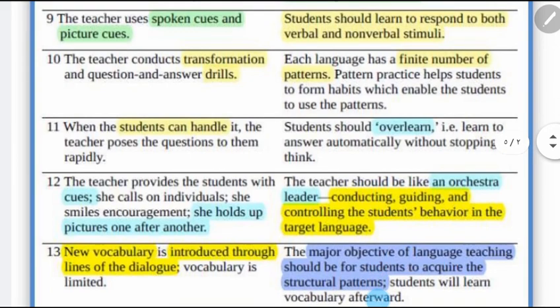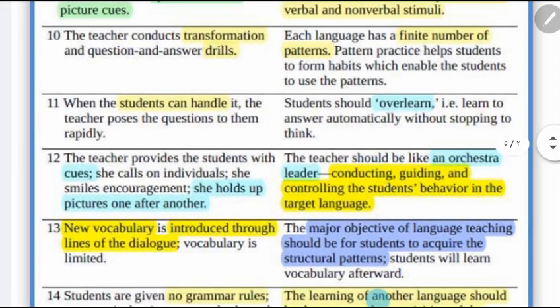Number 10, the teacher conducts transformation drills. Each language has a finite number of patterns, and pattern practice helps students to form habits which enable them to use the language patterns. So transformation also helps students to know the different forms of the language, because each language has a finite number of patterns.